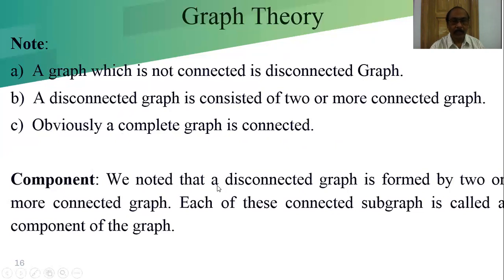Component. We noted that a disconnected graph is formed by two or more connected graphs. Each of these connected graphs is called a component of the graph. We noted that components are only for a disconnected graph. We already discussed this in the previous slide, and the exact definition is here.